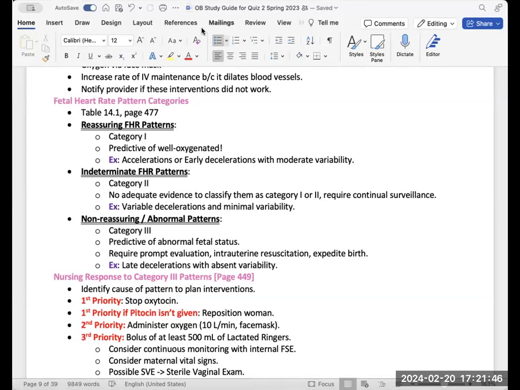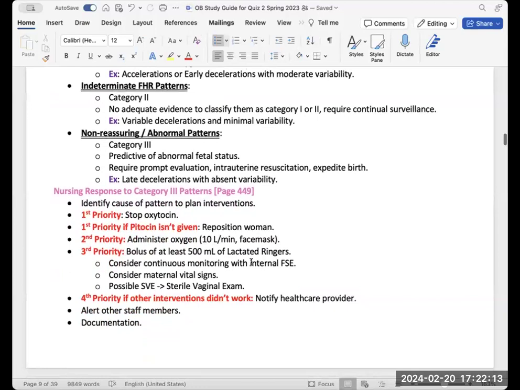Indeterminate means category 2, where there's no adequate evidence to classify them, and we need more surveillance, like variable decelerations and minimal variability. Those are situations where we don't really know what's going on right now, and we need to continue to monitor them, okay? Now, non-reassuring and abnormal are considered category 3. This is really, really bad. This means that we need prompt evaluation. We might have to do intrauterine resuscitation and expedite the birth.